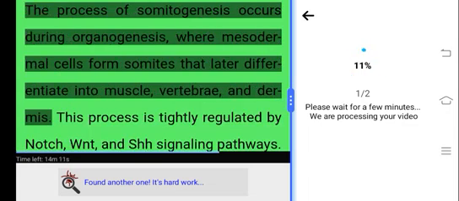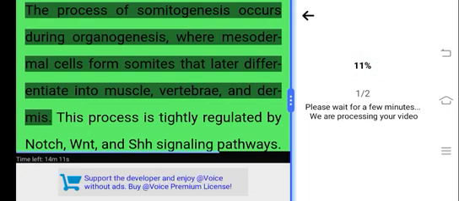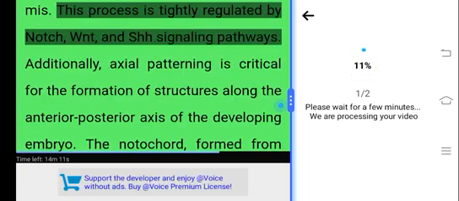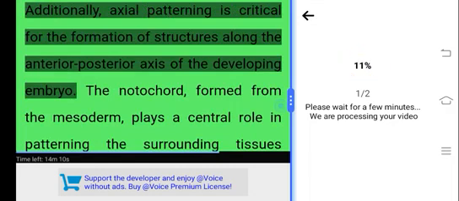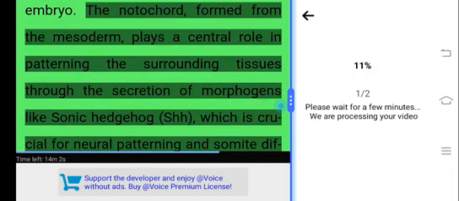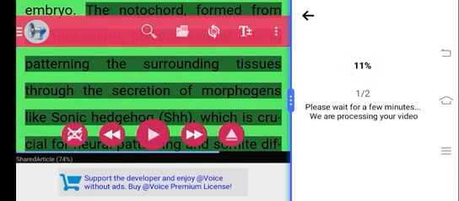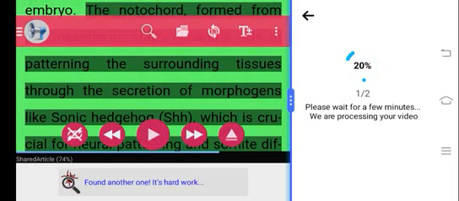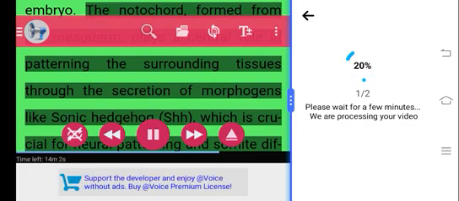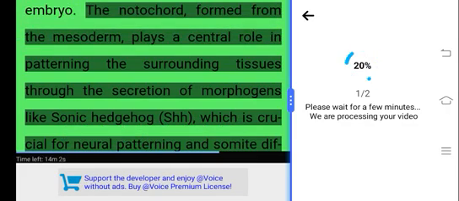The process of somitogenesis occurs during organogenesis, where mesodermal cells form somites that later differentiate into muscle, vertebrae, and dermis. This process is tightly regulated by Notch, WNT, and FGF signaling pathways. Additionally, axial patterning is critical for the formation of structures along the anterior-posterior axis of the developing embryo. The notochord, formed from the mesoderm, plays a central role in patterning the surrounding tissues through the secretion of morphogens like Sonic hedgehog, which is crucial for neural patterning and somite differentiation.